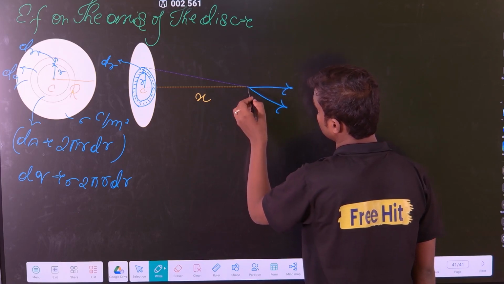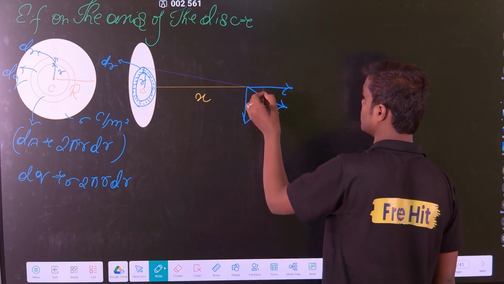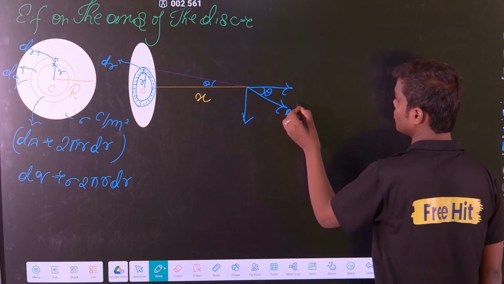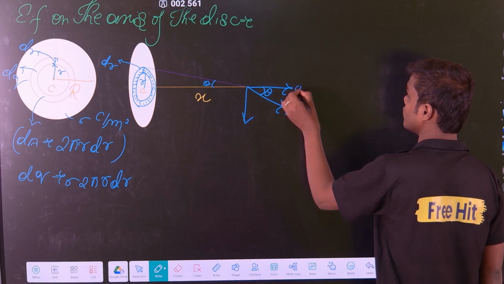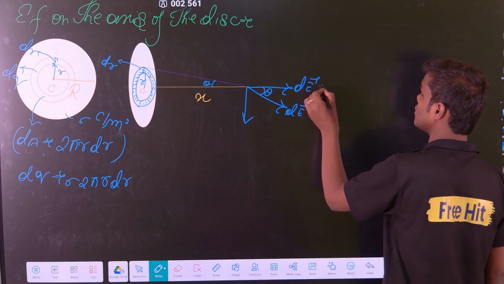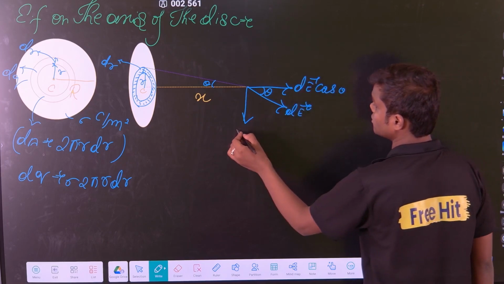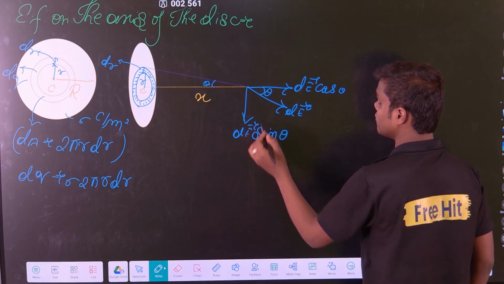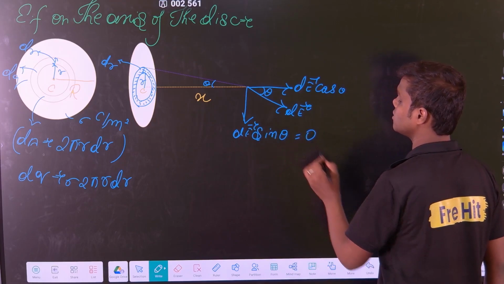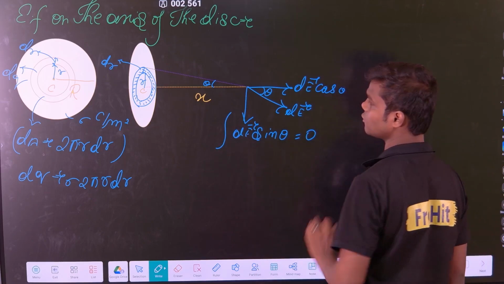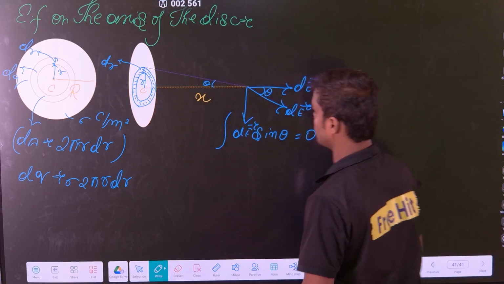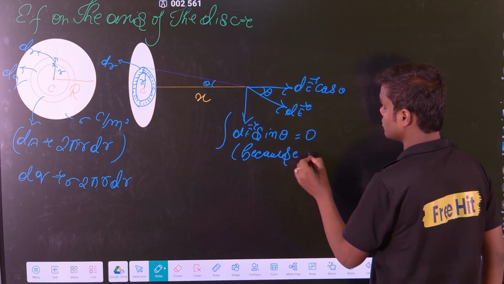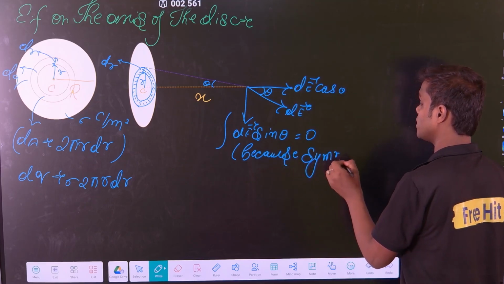Here we have one component, and in this direction we have another component. This angle is theta. So here we will get a small electric field dE, with one component dE cos theta and the other dE sin theta. Now we know this dE sin theta component will cancel out and become 0. If you integrate it, you will get 0, because of symmetry, which I explained earlier also.